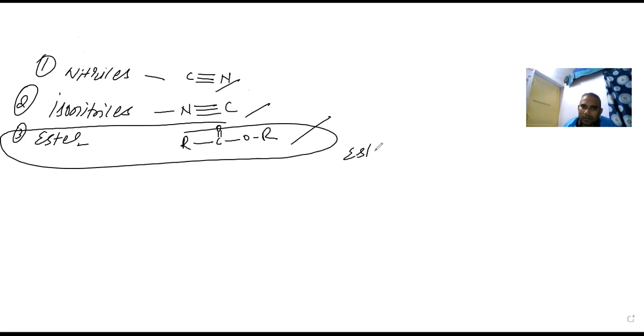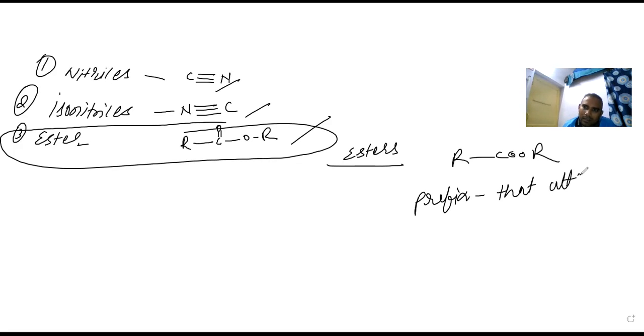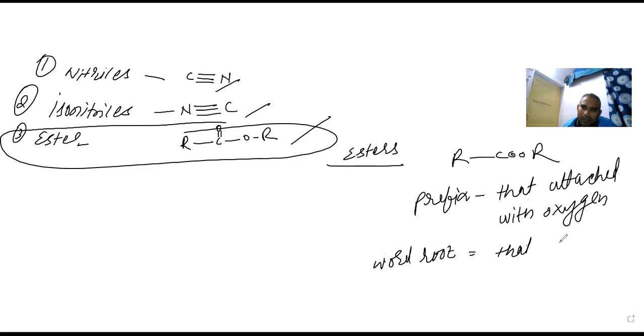Firstly, esters: the functional group is R C double bond O O R. Talking about the prefix, that is what is attached with oxygen, that will come as the prefix. Now, if you are talking about the word root, that is what is attached with carbon.